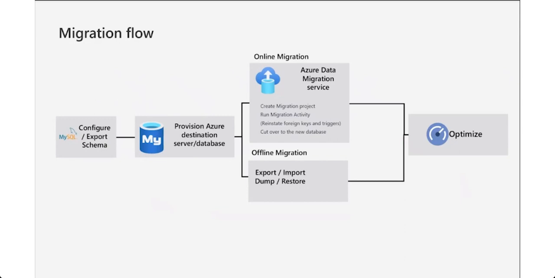Now, when we perform an offline migration, the option that we have there is to export the source schema and import it into the destination, or another common method that could be used would be to dump and then restore the data.